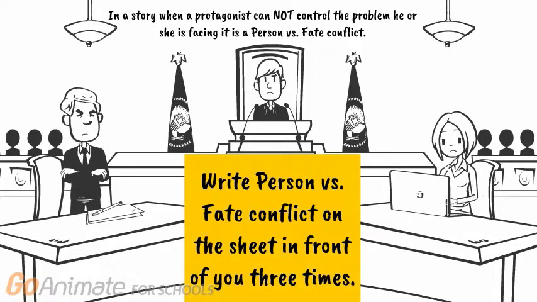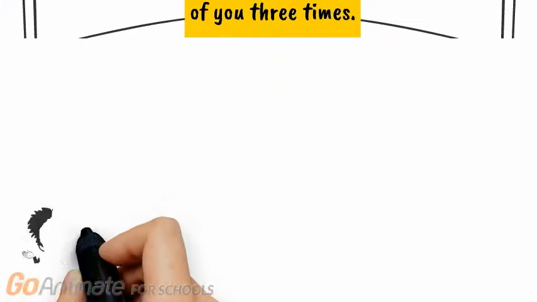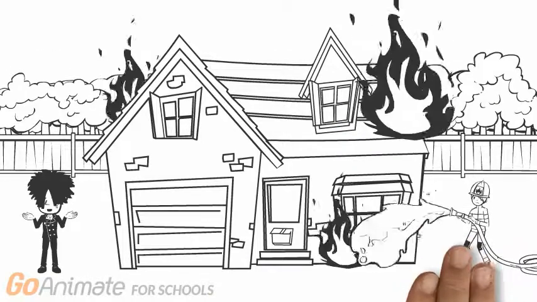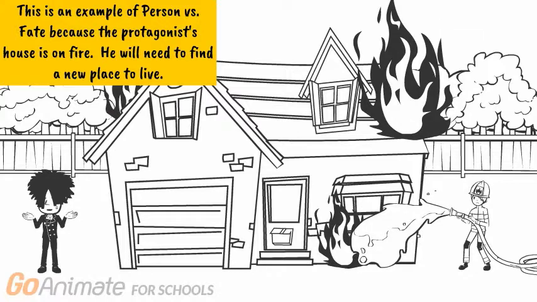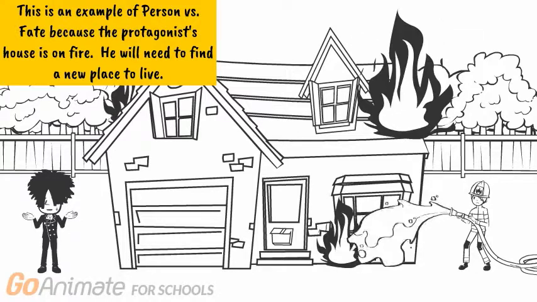In a story, when a protagonist cannot control the problem he or she is facing, it is a person versus fate conflict. This is an example of person versus fate because the protagonist's house is on fire. He will need to find a new place to live.